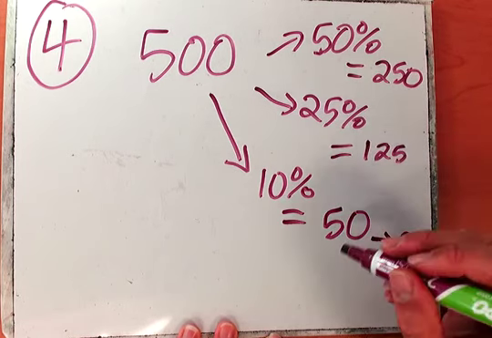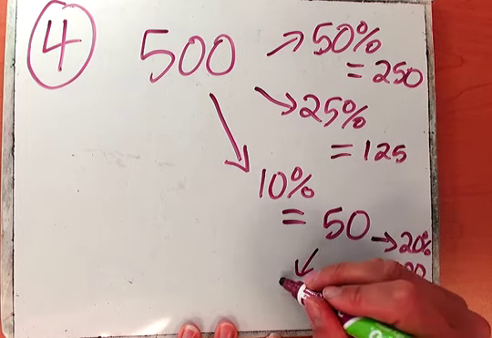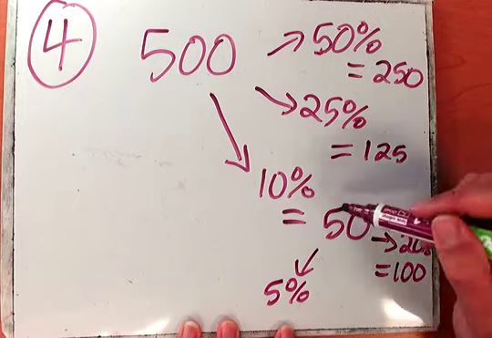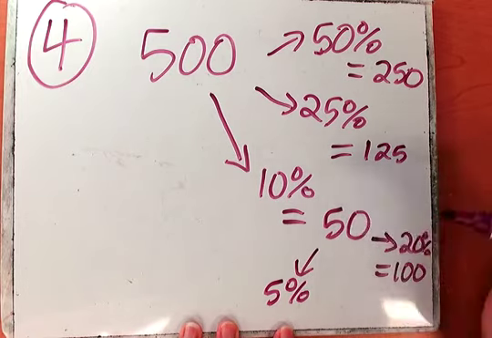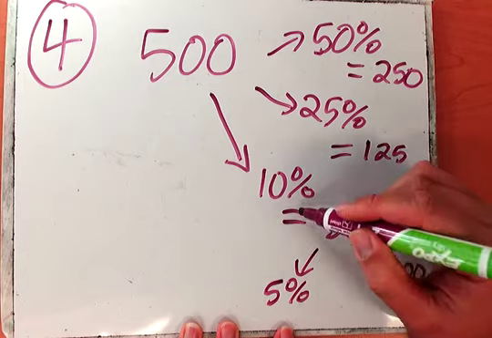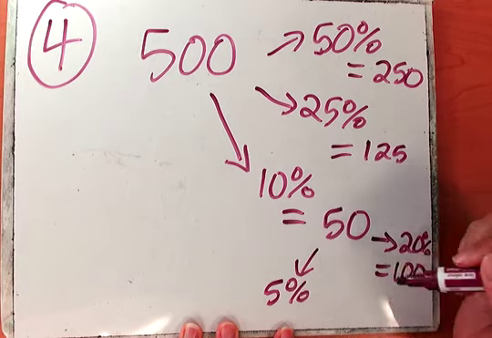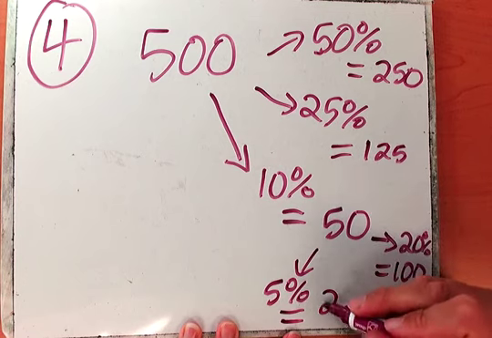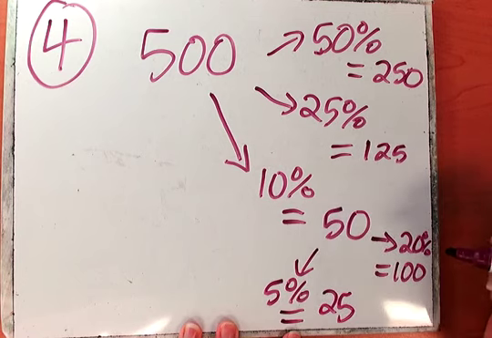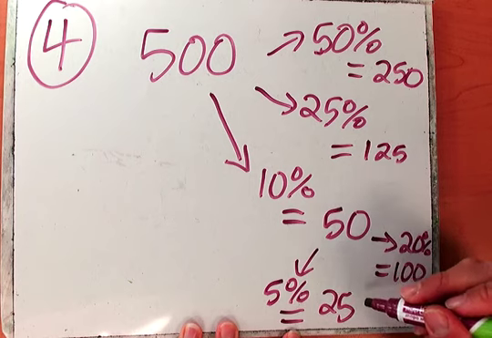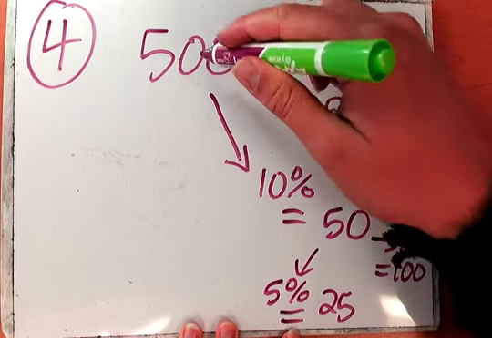I could also do 5%, which is what the question today is. So 5% of 500 is going to be half of 10%, because 5% is just half of 10%. So 5% equals 25 is the answer to 5% of 500.